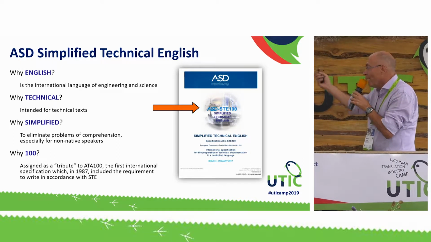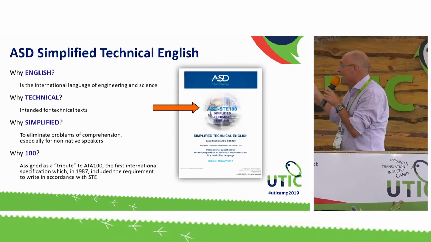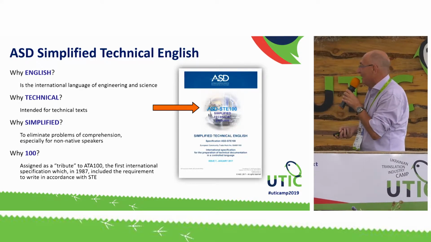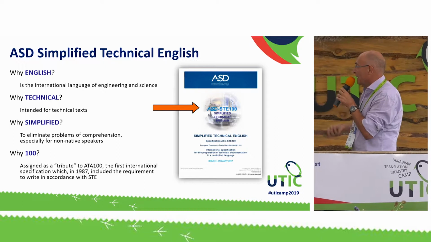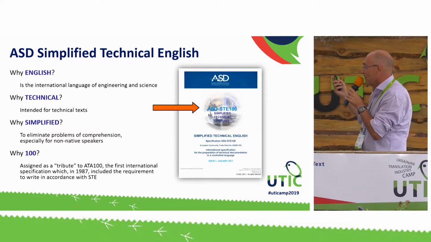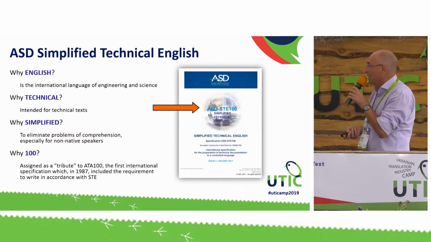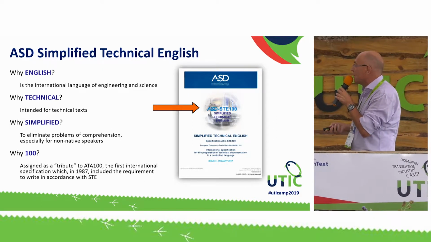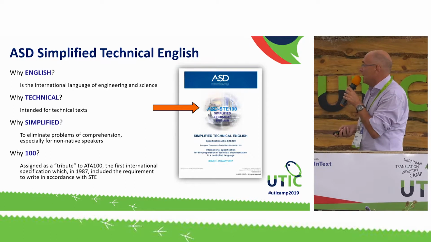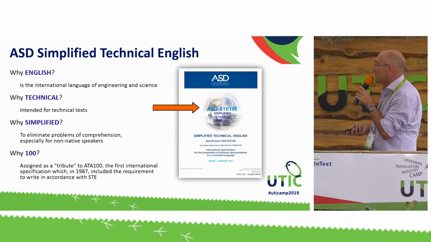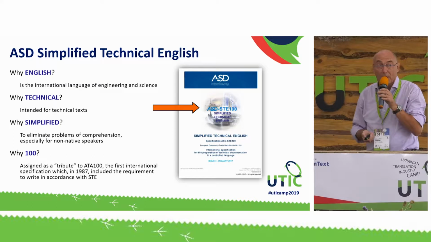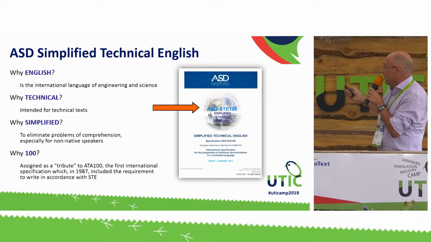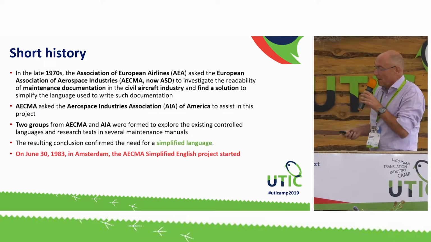And why 100? 100 was assigned by the STMG as a tribute to ATA 100, which was an American specification issued by the airlines for writing manuals. It was the first international specification which in 1987 included the requirement to write in accordance with STE. You can see the cover sheet of the specification there.